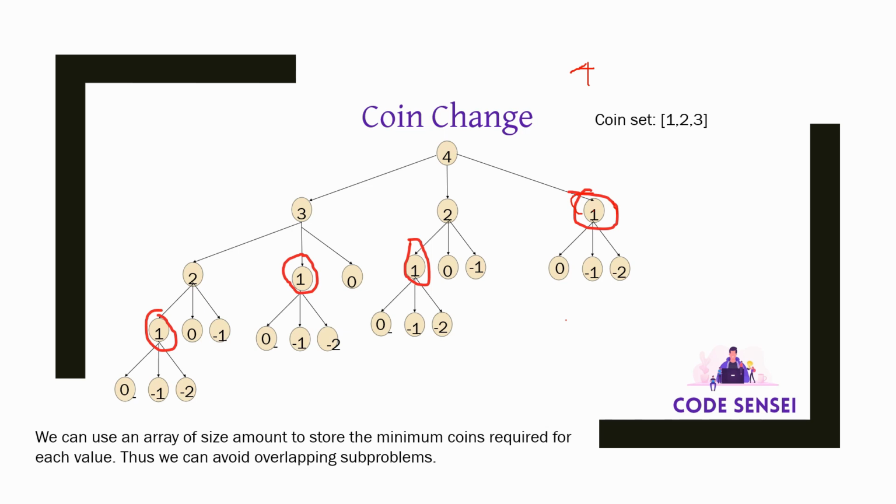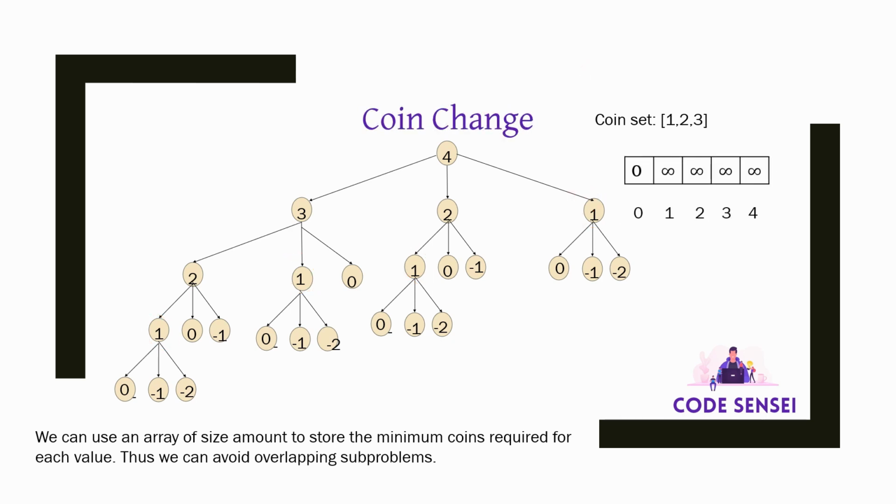Amount is 4. So, amount plus 1 to store the values for each amount. So, this will be the array, and initially they will all be initialized to infinity except for the amount 0, because we know that the minimum number of coins needed to make amount 0 is 0, obviously, right? So then let us make a dry run through our program.